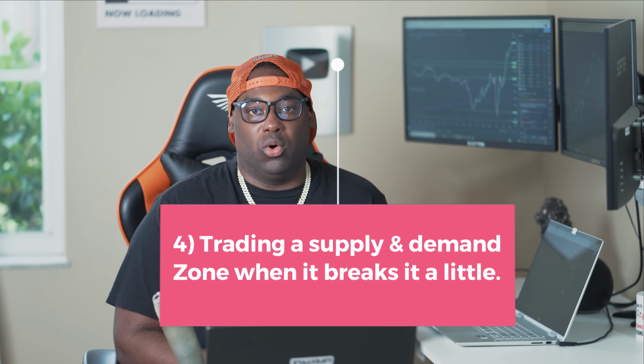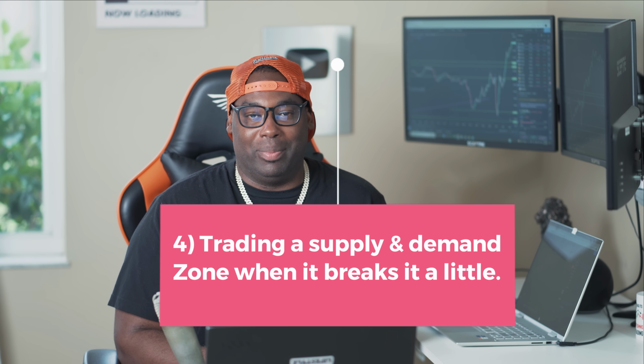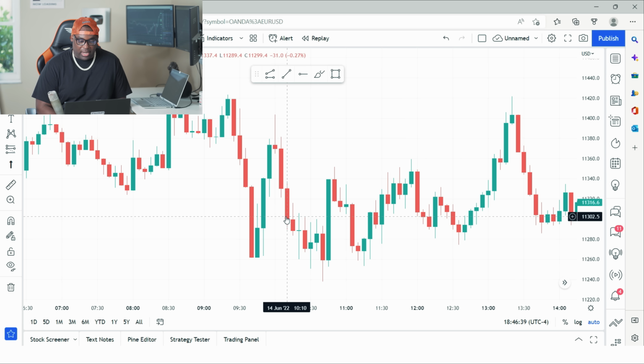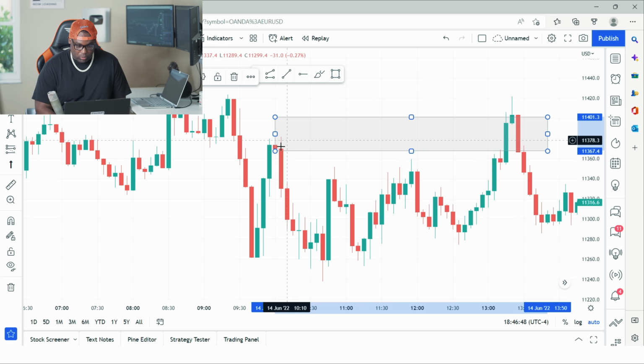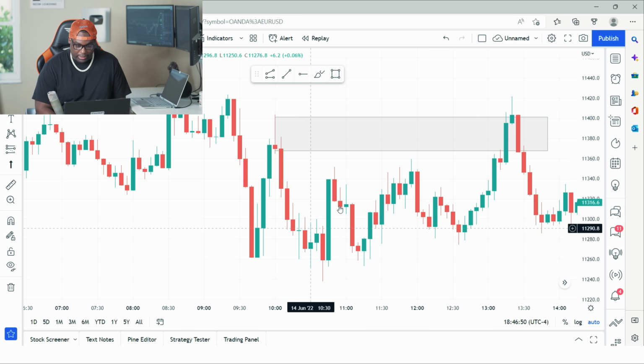And the fourth one is trading a supply and demand zone when it breaks it a little bit, okay? Let me show you guys a quick example. All right, so right here, guys, we have supply, okay? Now, we are waiting for the market to come back to the supply zone right here, okay? It tried to touch it right here, but it didn't. Finally came back to supply right here. We don't get a good signal right here, and it blew past it.